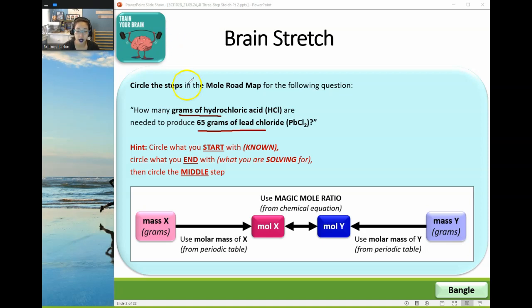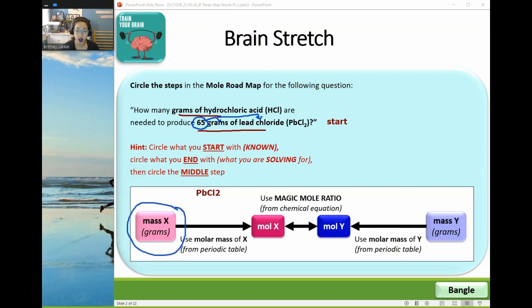Taking a look here, you should be able to see pretty clearly that we're starting off with 65 as our number, the units are grams, and the chemical is lead chloride. So this right here is what we would call our start. We're going to put this on the left-hand side. PbCl2 will be our pink side here. It says we're starting off with grams, and so grams would be our mass. So that's what we're going to start with over here.